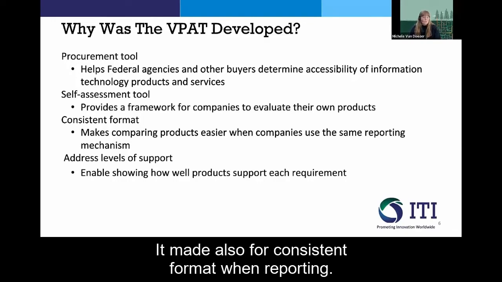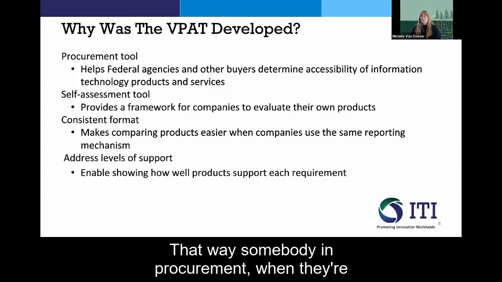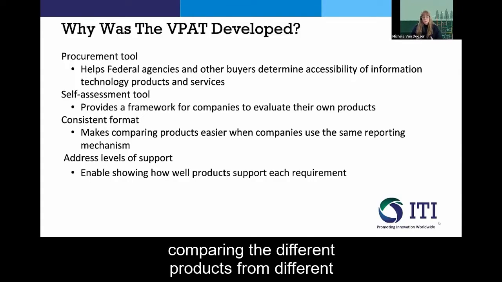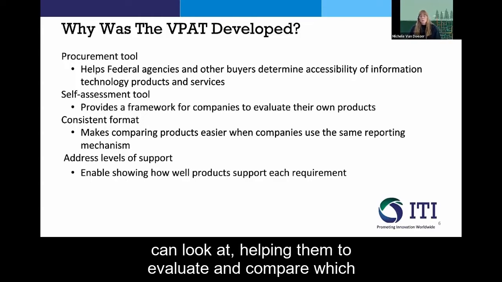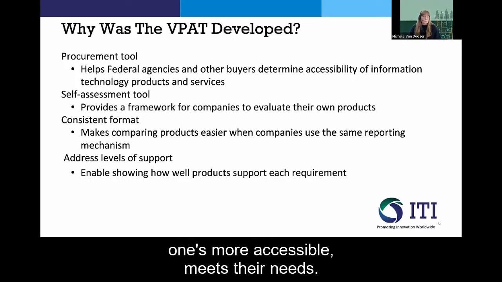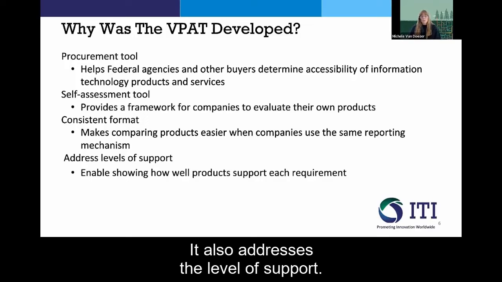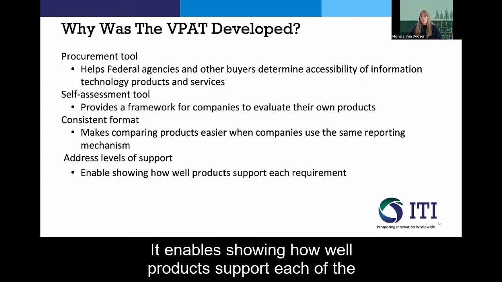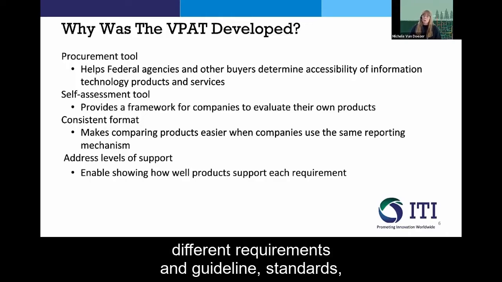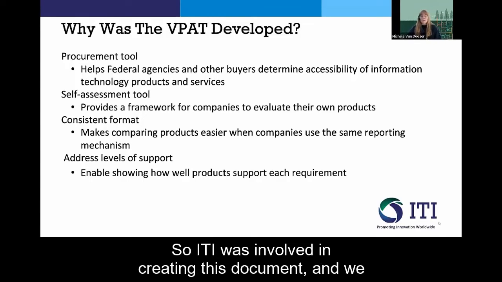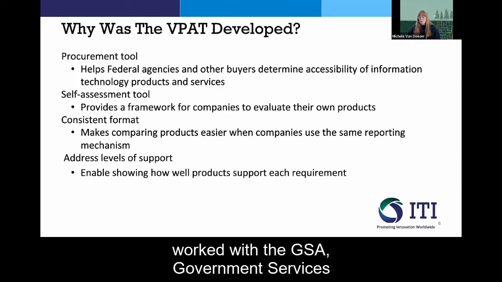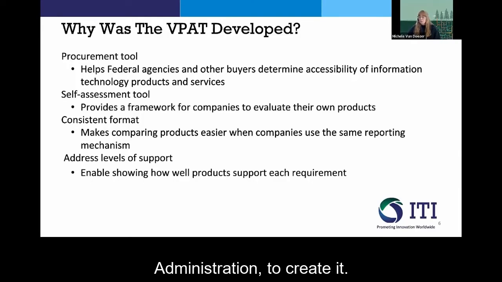It also made for a consistent format when reporting. That way somebody in procurement, when they're comparing different products from different companies, has a standardized report they can look at, helping them evaluate and compare which one is more accessible and meets their needs. It also addresses the level of support. It enables showing how well products support each of the different requirements, guidelines, and standards. ITI was involved in creating this document, and we worked with the GSA, the Government Services Administration, to create it.